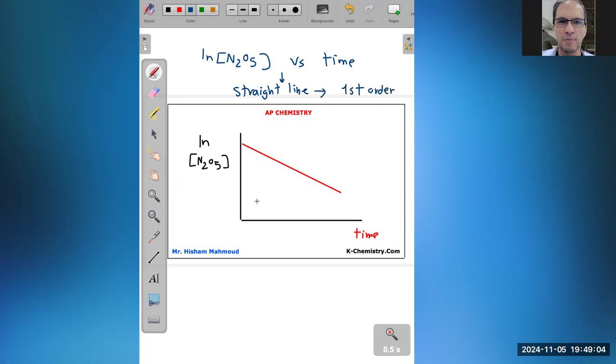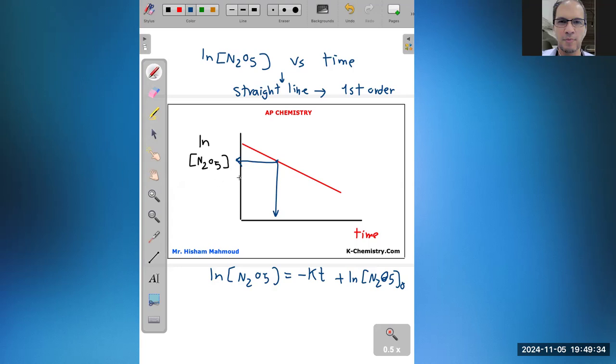Whenever I apply my equation to the concentration of N2O5 at any time, I will see that it follows the equation: ln N2O5 at time t is equal to negative kt plus ln N2O5 at time 0. And then I can find k, if k is required.